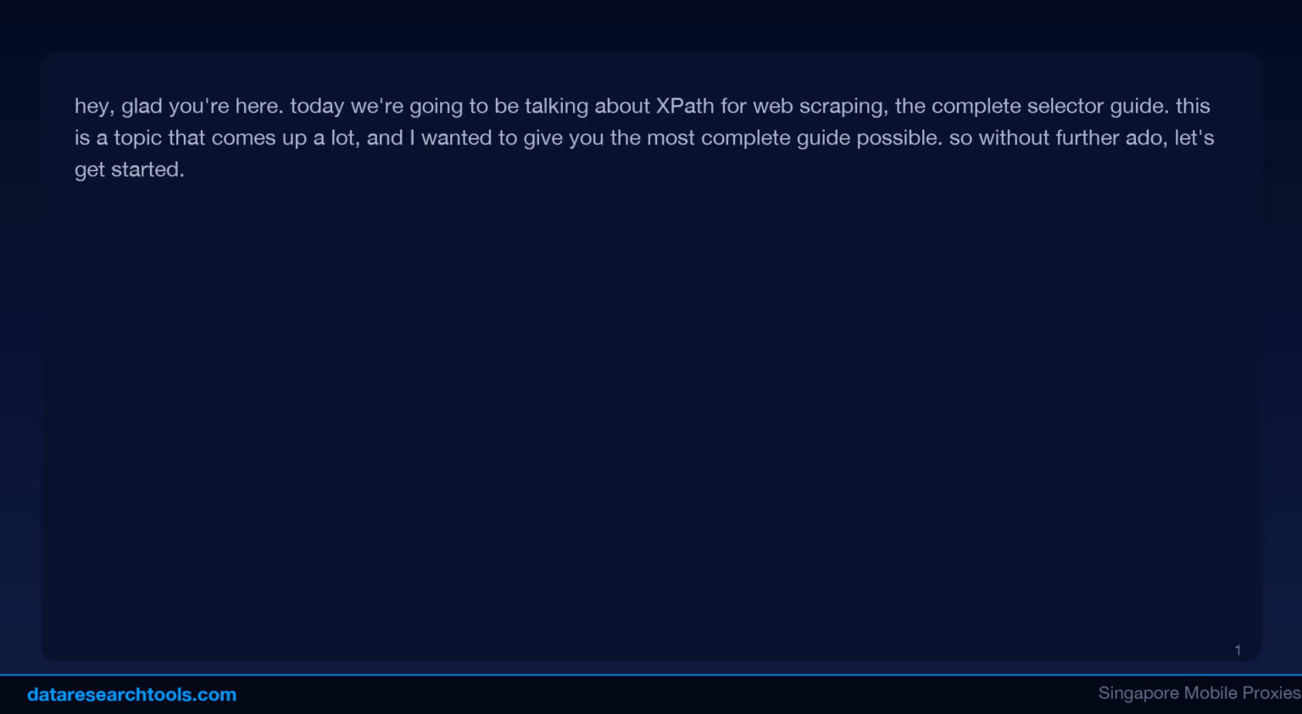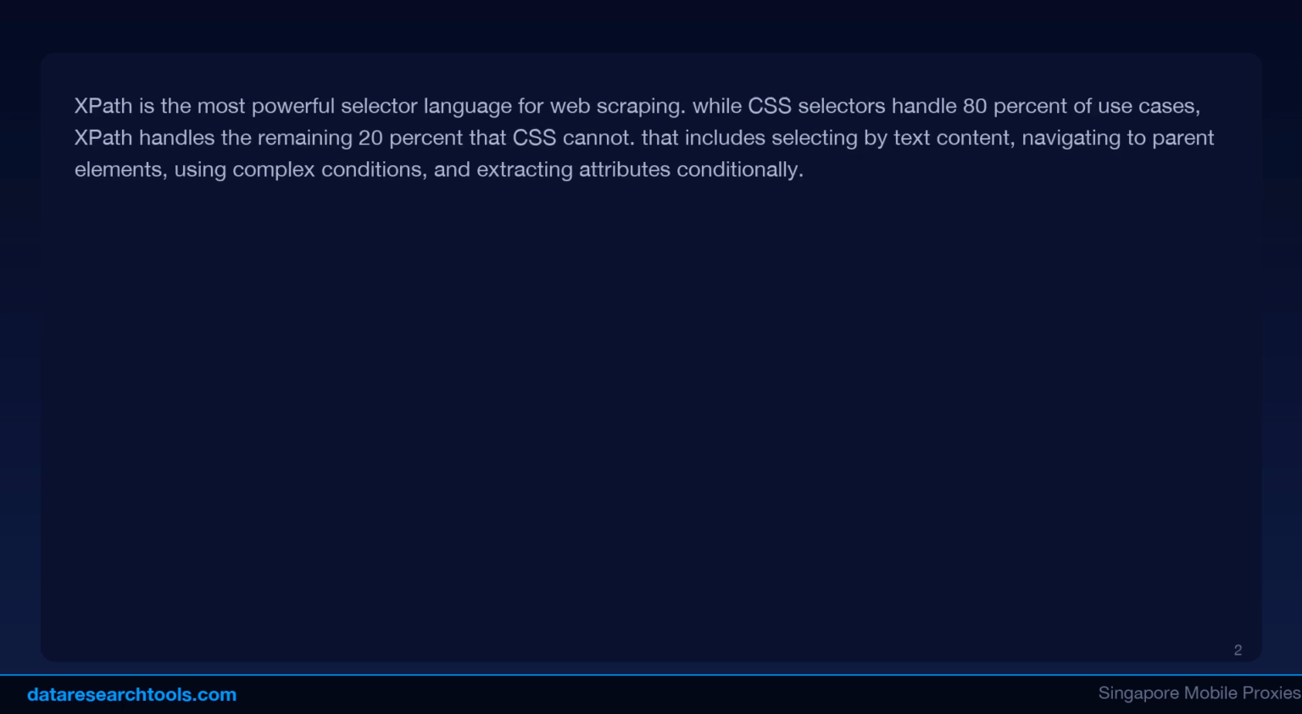XPath is a query language for selecting nodes in XML and HTML documents. While CSS selectors handle most scraping needs, XPath provides additional power for complex element selection that CSS cannot achieve. Understanding XPath gives you a significant advantage when scraping websites with complex or unusual HTML structures.